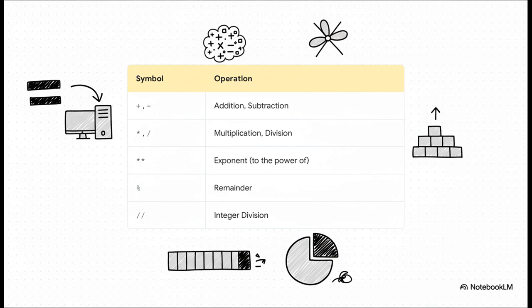But then we have a few special ones. The double star is for exponents, to the power of. The percent sign gives you the remainder after a division, which is surprisingly useful. And the double slash gives you the result of a division, but chops off the decimal part.